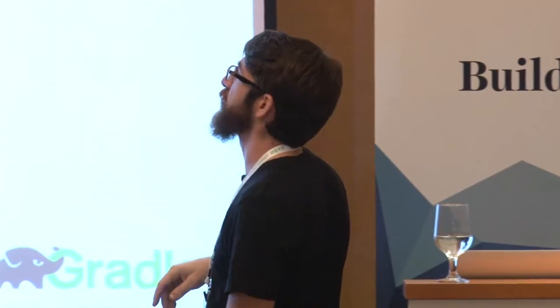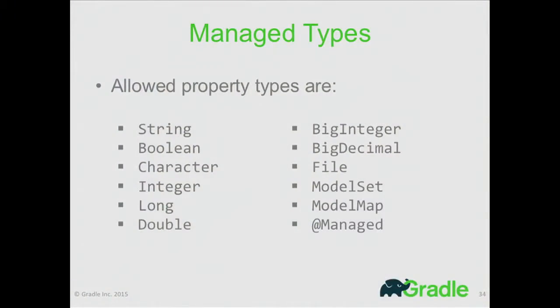So there are some restrictions on what the allowed property types are on a managed type. But we support all these types: string, boolean, character, integer, long, file. We're going to talk about model set and model map later. So these are the collection types. Or it could have a type which is of another managed type. Also enum types, it supports that, but I forgot to list it on this slide. And also you can create model maps of managed types. And ideally, that's the way you would create your DSL.